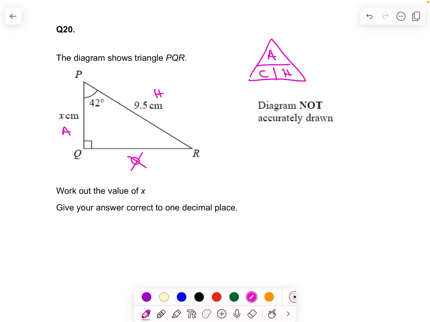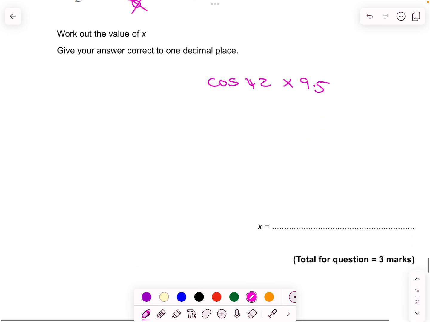Okay? Now, remember I told you probably the easiest thing to do is to cover up what we're trying to find, which is the adjacent, so cover it up. And you can see that the cos and the hypotenuse are next to each other, so we're going to multiply. And so we're going to do cos 42 multiplied by 9.5. And that gives us an answer of 7.1 when we put it on our calculator to 1 decimal place. Okay.